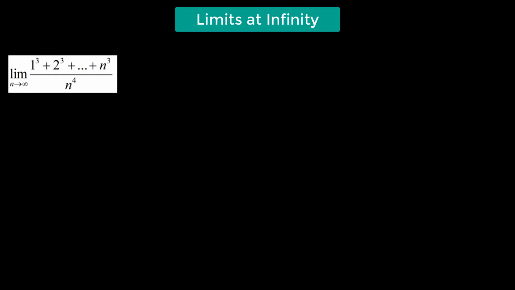So here in this question, we have the sum of the cubes of n natural numbers divided by the fourth power of n. When we substitute infinity for n, that gives us an indeterminate form of infinity over infinity. So we'll have to do some manipulation here. Clearly we know that when we sum the cubes of n natural numbers, that gives us the value of n times (n plus 1) over 2, whole squared.